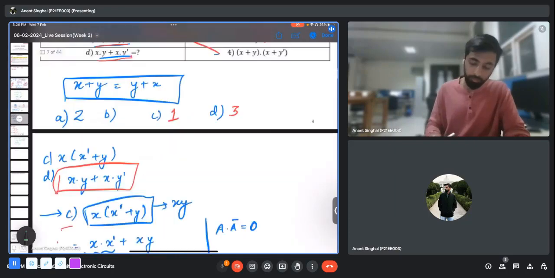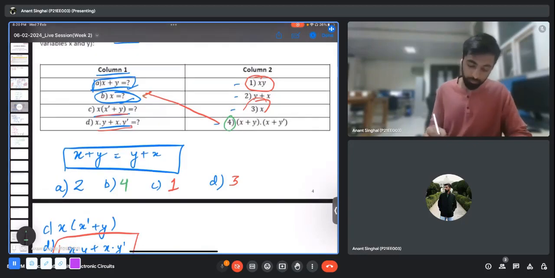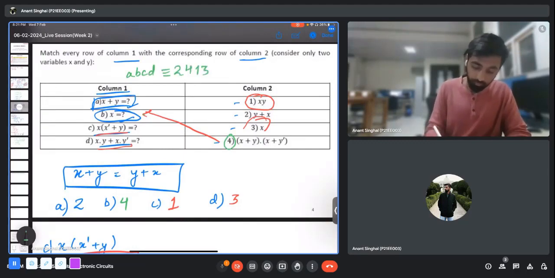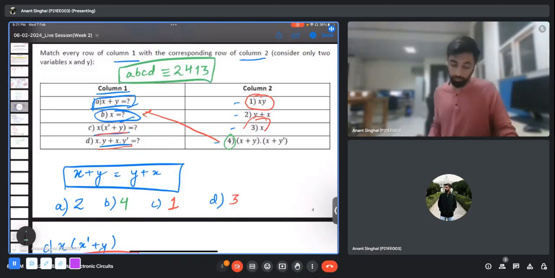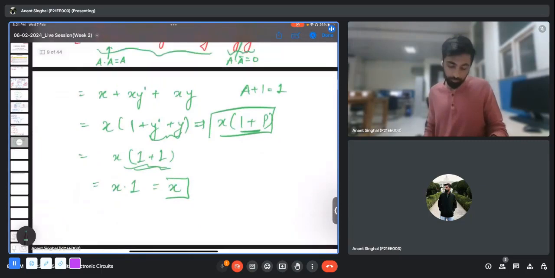as we wanted to reduce this particular fourth column to B. So for B, fourth column. So the correct answer to this question, if you write it in terms of ABCD, is 2413. I hope this problem is clear. So again, take a look. We'll solve the next problem in 2 minutes.